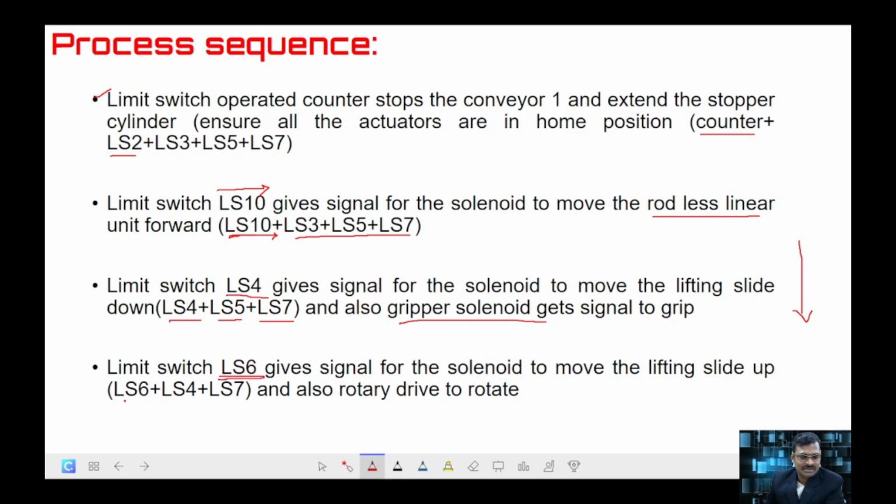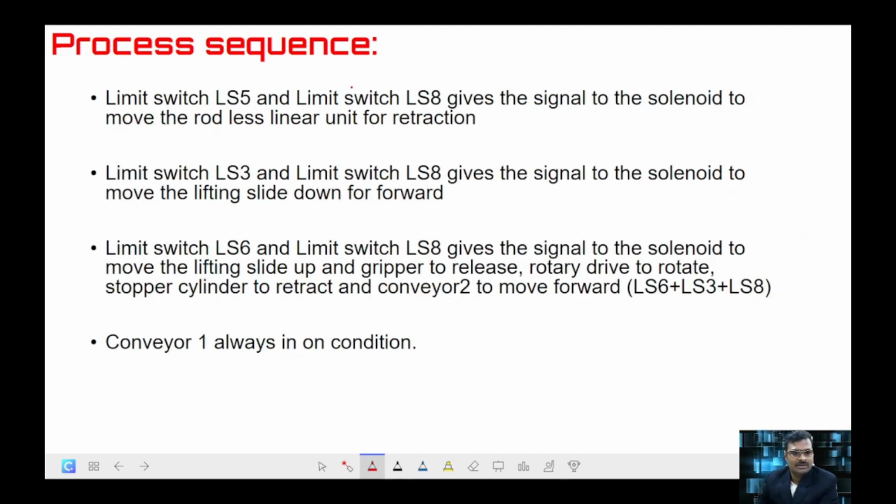Once LS6 is actuated, LS4 means the rodless linear unit is in the extended position, LS6 means the lifting cylinder is in extended position, and the semi-rotary actuator is in home position. When all these conditions are satisfied, it will give the signal for taking the object, as well as to come up. So the lifting cylinder will go up now. When it is going up, at the same time the semi-rotary actuator will move in the anti-clockwise direction.